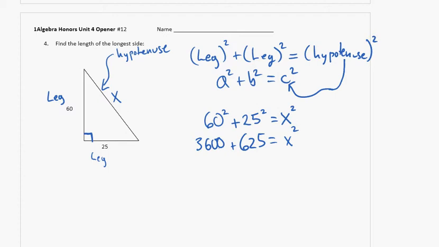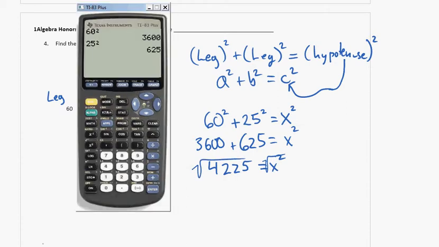So then I add these two things together, 3,600 plus 625, and I get 4,225 equals x squared. And so in order to solve for x, I can square root both sides. And let's see, I'm not sure whether or not this is going to come out to a nice whole number or not. Let's see, 4,225 square rooted. It does. It comes out to be 65.